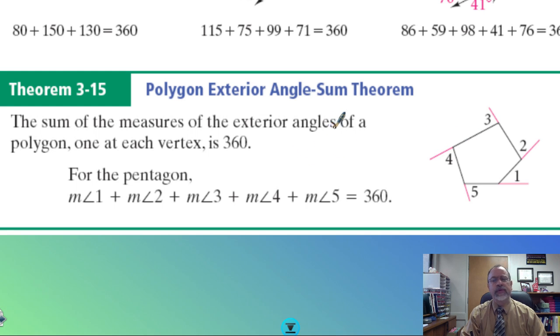So there's no formula to remember here, no n minus 2 or anything like that. It's just simply remembering that if you have one exterior angle at each vertex and you add them together, that's always going to equal 360 degrees every single time. Okay, so that's the polygon exterior angle sum theorem.